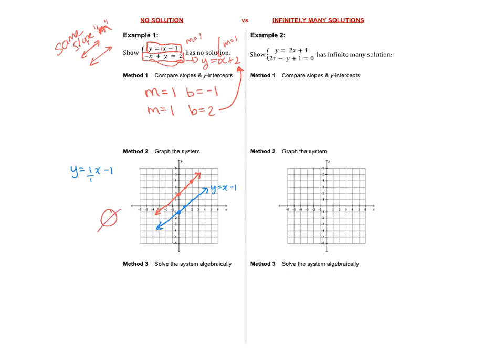And then also solve this algebraically. So if we have y equals 1x minus 1, and negative x plus y equals 2. Those were the two original equations. Since one of them already has y isolated, I'm going to just use substitution, and substitute x minus 1 in the y position of the next equation. So negative x plus x minus 1 equals 2. Combine like terms. Negative x plus x cancels. So we get negative 1 equals 2, which is false. And since it's false, it's no solution.